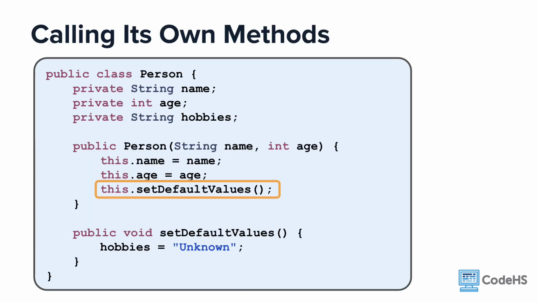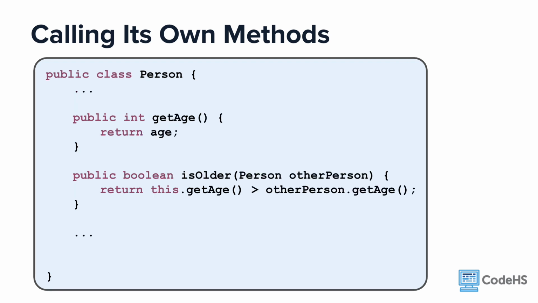Since the this keyword holds a reference to the object, you can also use it to call the object's methods. Here, the constructor is calling the setDefaultValues method, but unless you have other naming conflicts, or you just want to be explicit in calling a method within itself, the this keyword is not really needed and your code can be simpler if you leave it out.